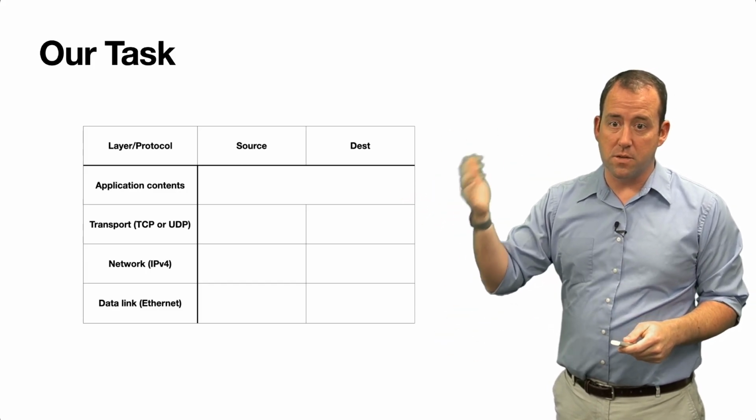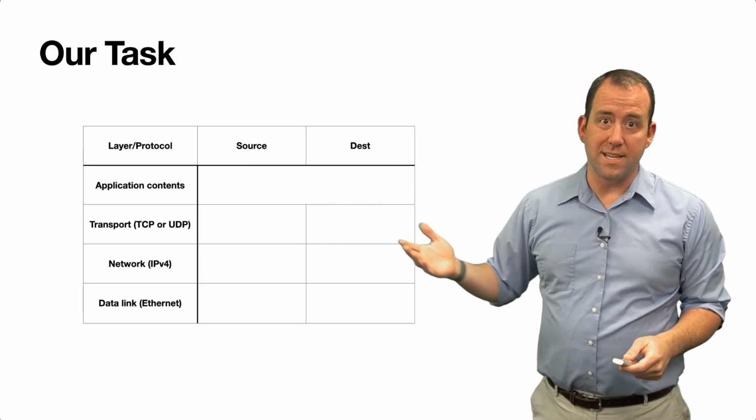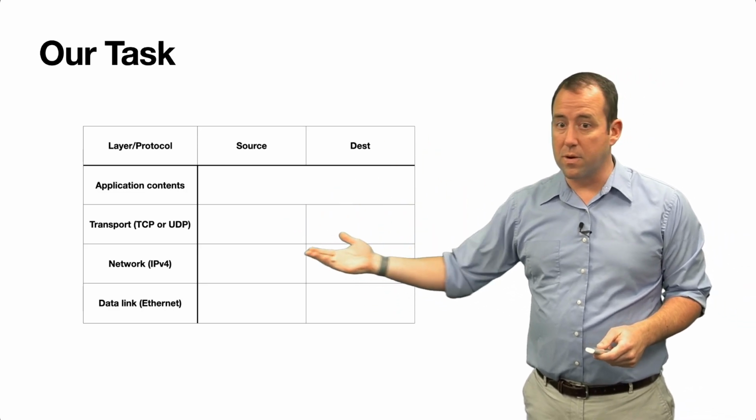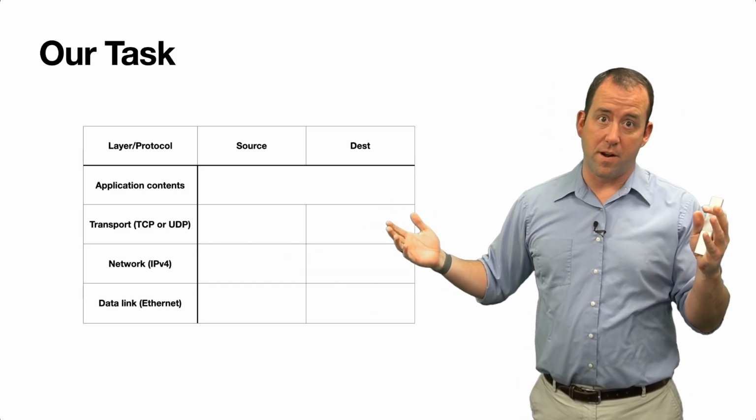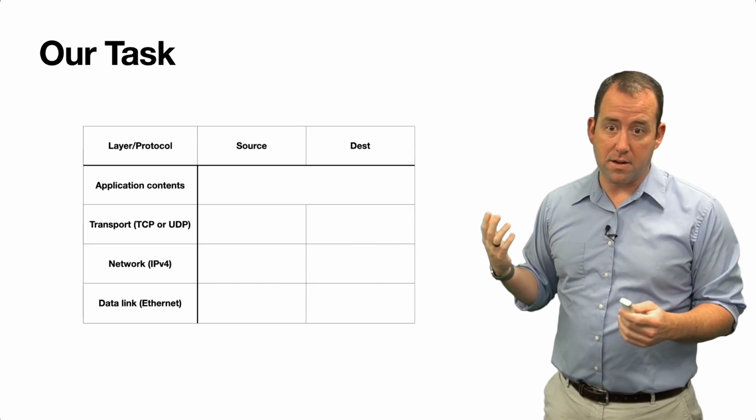So what's the information that we want to send? Transport layer, is it TCP or UDP? And what is the source and the destination ports? At the network layer, we're going to use IPv4, but you could swap it out for IPv6. The principles are the same. We've got source and destination IP addresses.